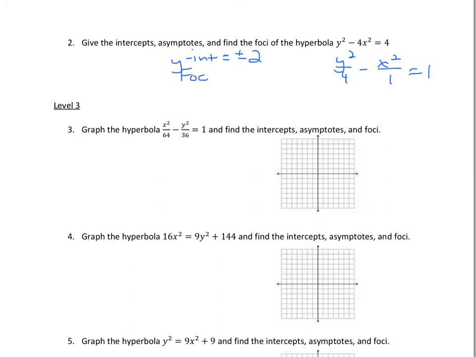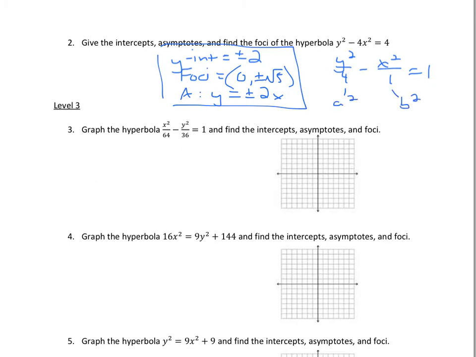The foci, we need to use our a squared plus b squared equals c squared. We've got a squared, b squared, so c squared is 5. So it's going to be plus or minus root 5. Now remember that the plus or minus root 5 is on the y part of our coordinate because it's a y-intercept. And lastly, the asymptotes. For this strand, we've got y equals plus or minus some slope x. The slope for this is a over b, not b over a. Okay, so a is 2, b is 1, so it's plus or minus 2x. Remember that this is a squared, and this is b squared, always.